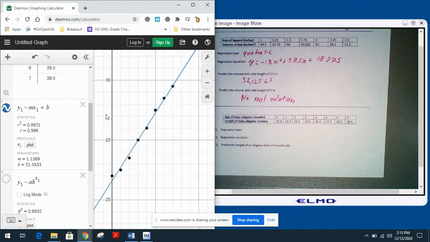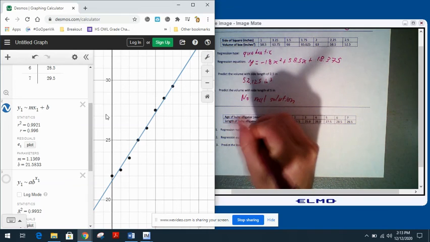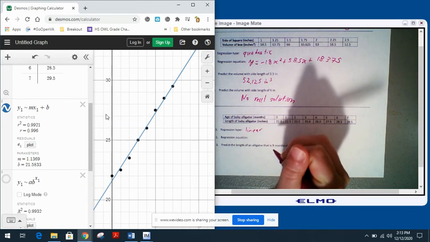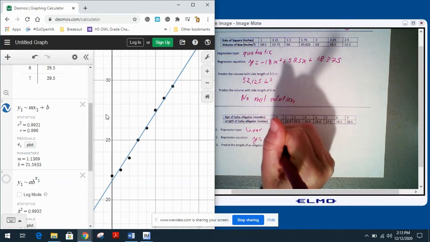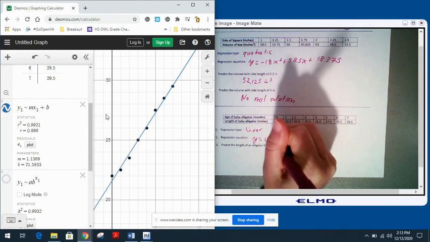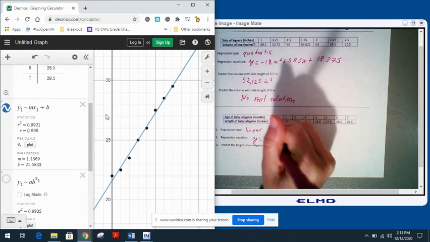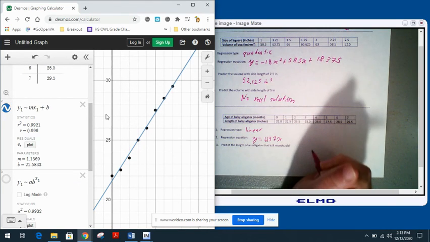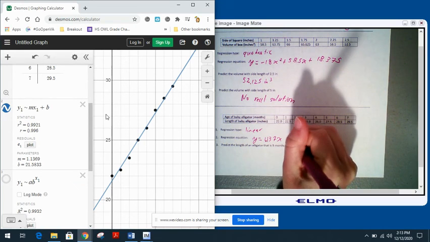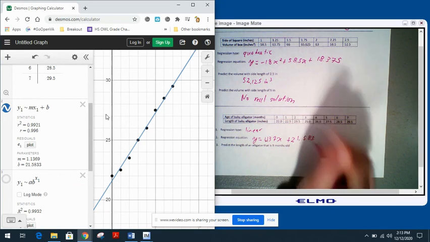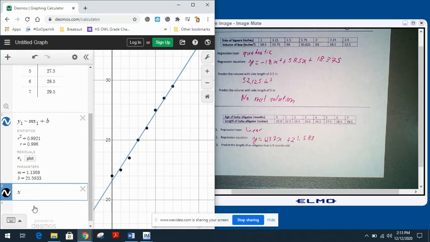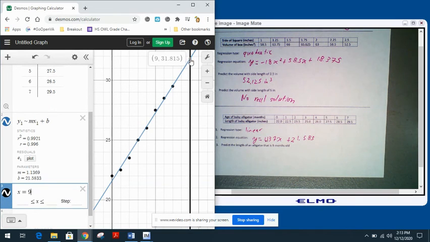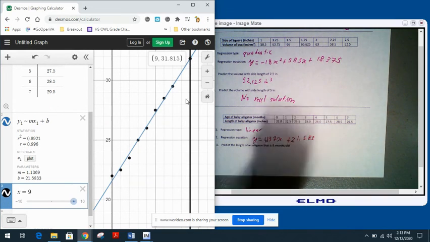So it's linear. And our equation is going to be y equals 1.137x plus 21.583. And then when the alligator is 9 months old, so I'm just going to figure out, okay, when x is 9, what's the y value? And that's 31.815 inches long.